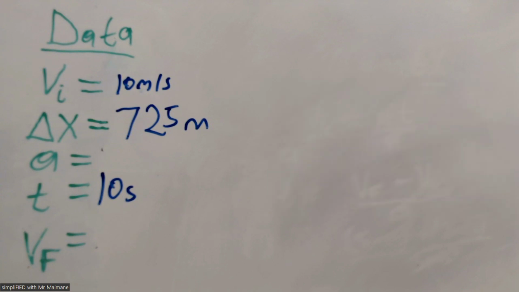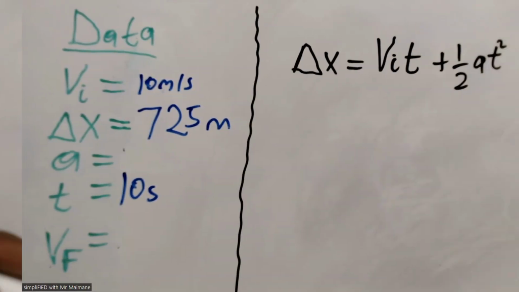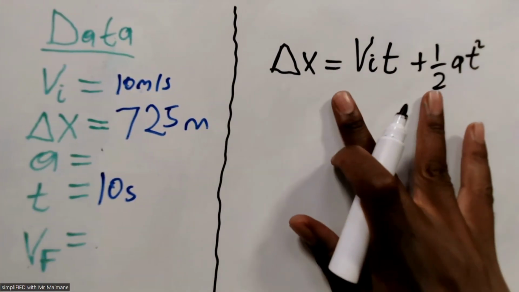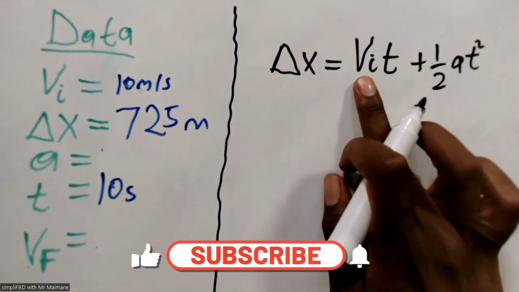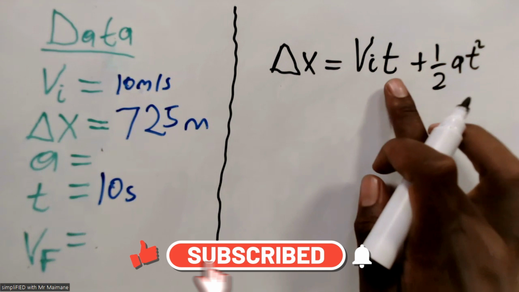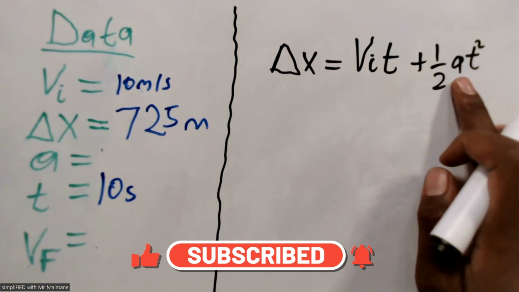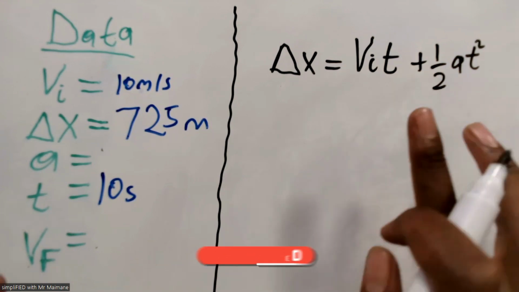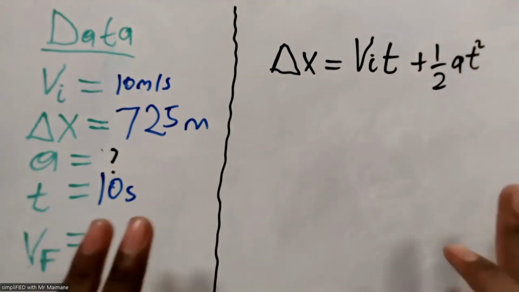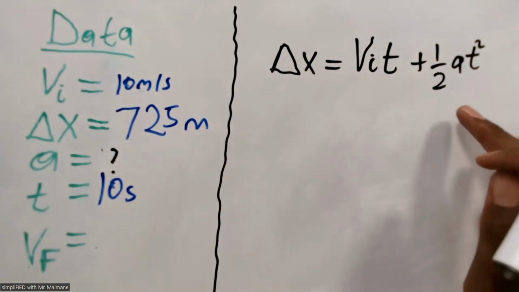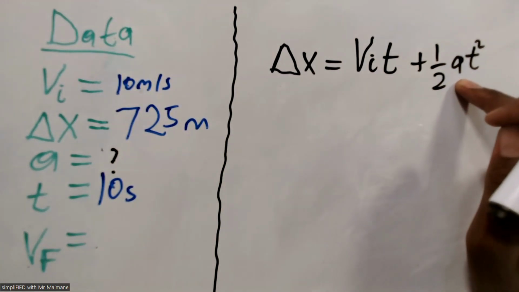From here, obviously, my choice of equation is going to be this one, because it has the change in distance, the initial velocity, and also the time that was given. The only variable that we don't know here is our acceleration. So before I substitute everything, I'm going to first make A subject of the formula.